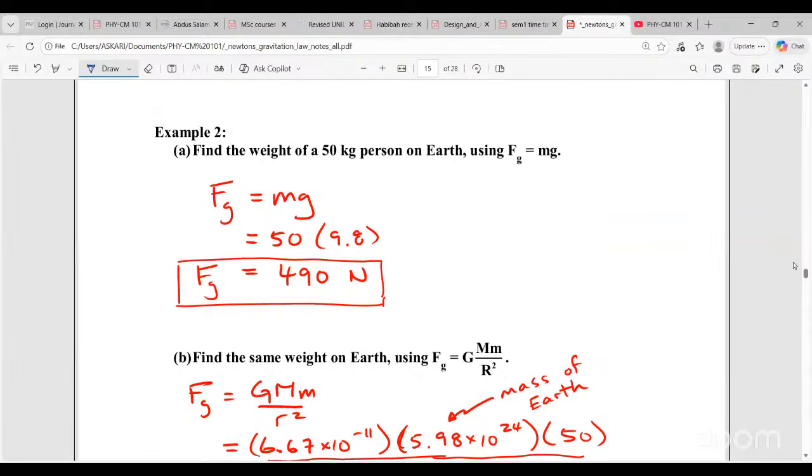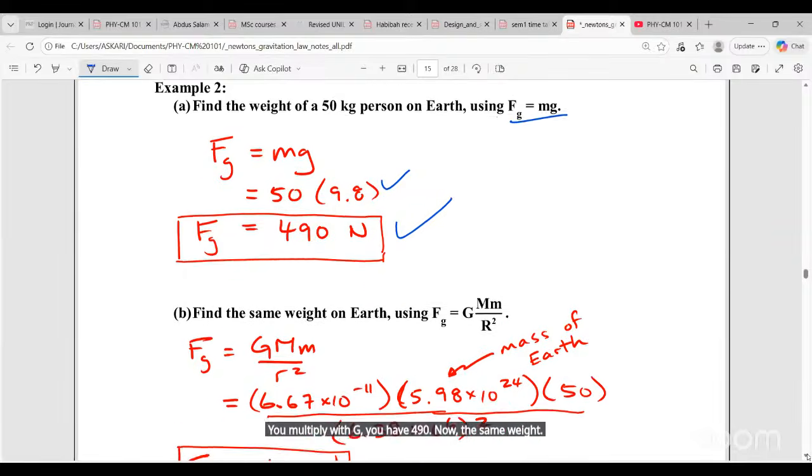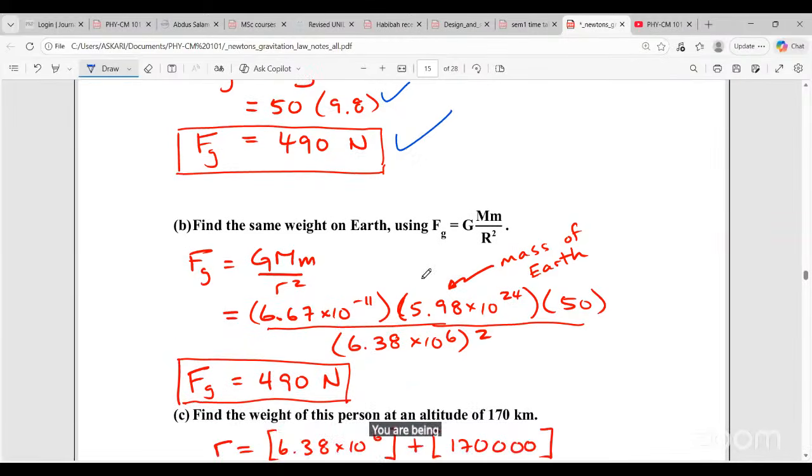So this is the solution. Now, for a weight of 50 kilograms, you multiply with g, you have 490. Now, the same weight, you are being asked to find the same weight on Earth using this.